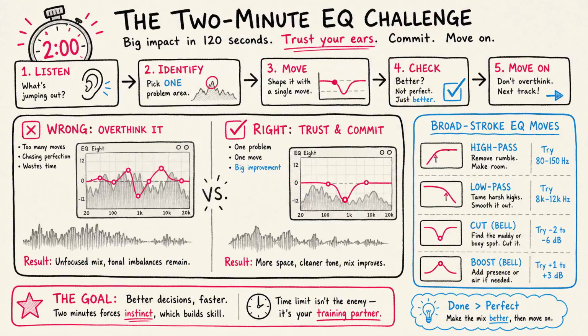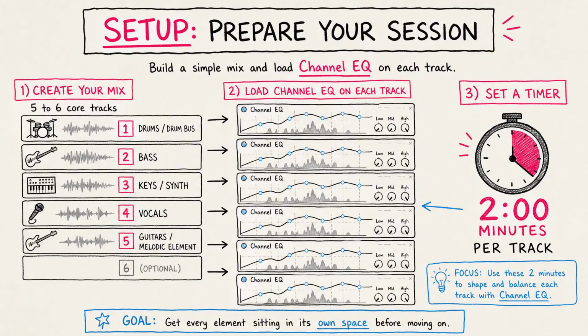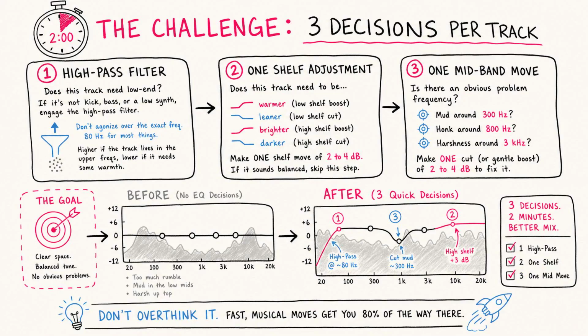This exercise builds the broad stroke mixing skills that Channel EQ rewards. The time constraint is intentional, it prevents overthinking and forces instinctive musical decisions. Open a session with 5 to 6 tracks: drums or drum bus, bass, keys and synth, vocals, and guitars or another melodic element. Load Channel EQ on each track and set a timer for 2 minutes per track. For each track, you have exactly 2 minutes to make 3 decisions.